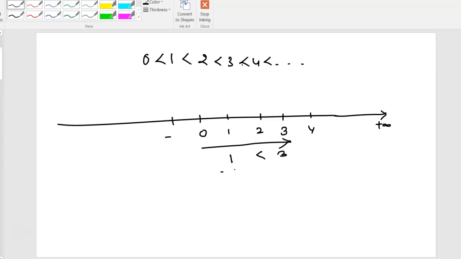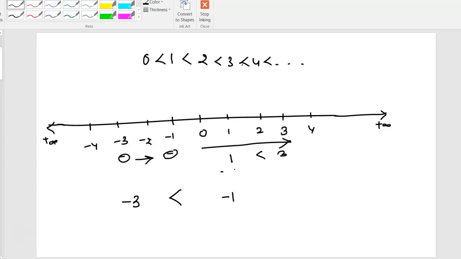And it also goes for negative numbers, -1, -2, -3, -4. So if you want to compare, say, -3 and -1, we can see that -1 is to the right side of -3. So that is why -3 is less than -1, or -1 is greater than -3.